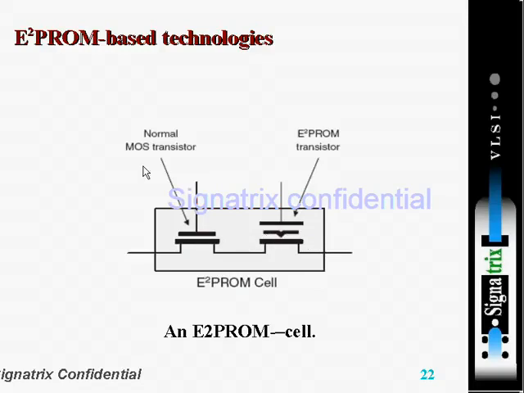But the only difference we have to notice between the earlier EPROM and E-square PROM is this symbol. See, this symbol is somewhat coming down and then again going up. So this is a difference in the symbol between EPROM and E-square PROM.